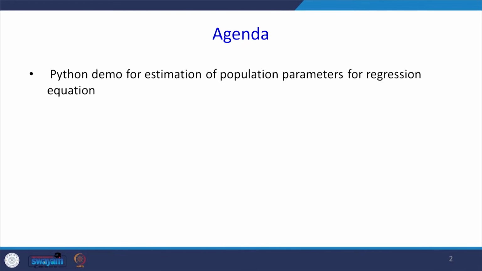In the previous class, we have seen estimation of population parameter with the help of maximum likelihood principle. In this class, we will take two examples. One is to estimate the population parameter of normal distribution. Second one is to estimate the population parameter of a regression equation. At the end, we will have a demo by using Python. So, the agenda for this class is a Python demo of estimation of population parameter for regression equation.